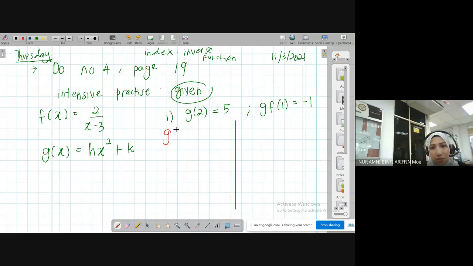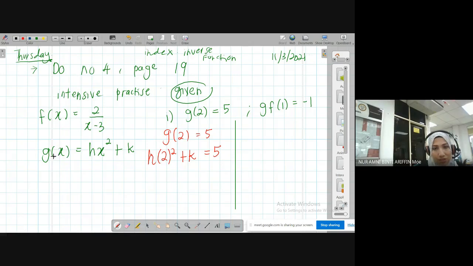Sorry, saya nak buat macam ni sepatutnya. Okay, 5. Okay, g(x), right? So you just tukar je lah, masukkan, which is you dapat h 2 square plus k equal to 5.